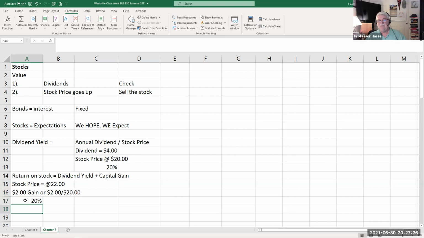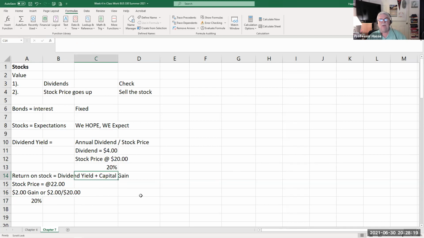But in order to get that 20%, I had to sell the stock. So my dividend yield was $2 on my original stock price of $20. So my yield was 10% plus a 10% capital gain, thus my return is 20%. But I have to sell the stock to get the capital gain. I don't have to sell the stock to get the dividend. So it can get a little complicated. During the course of the next couple of weeks, your companies in your portfolio will be paying out dividends. We're going to find that out in future assignments.